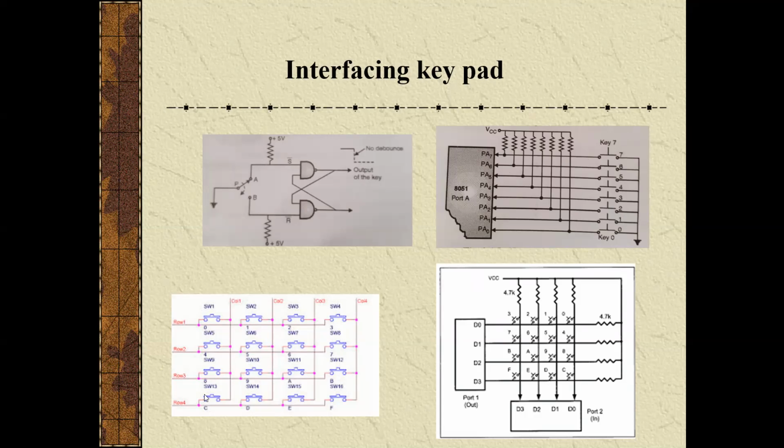The matrix keyboard interface figure shows 16 keys arranged in 4 rows and 4 columns. See here, 8 keys are arranged with 8 lines. But here, with 4 rows and 4 columns, a total of 16 keys are arranged. The rows are named row 1, row 2, row 3, row 4. Similarly, the columns are named column 1, column 2, column 3, and column 4.